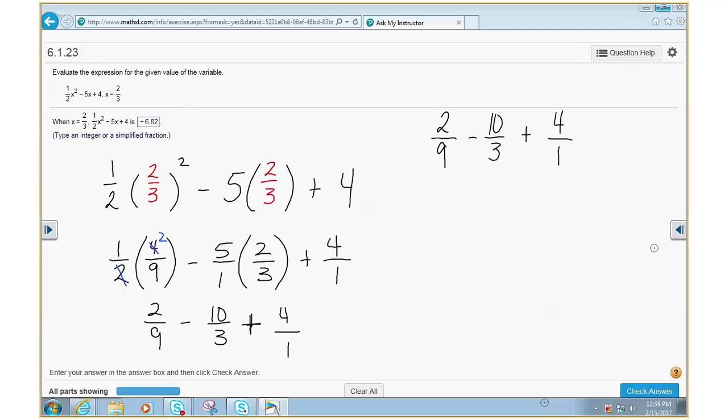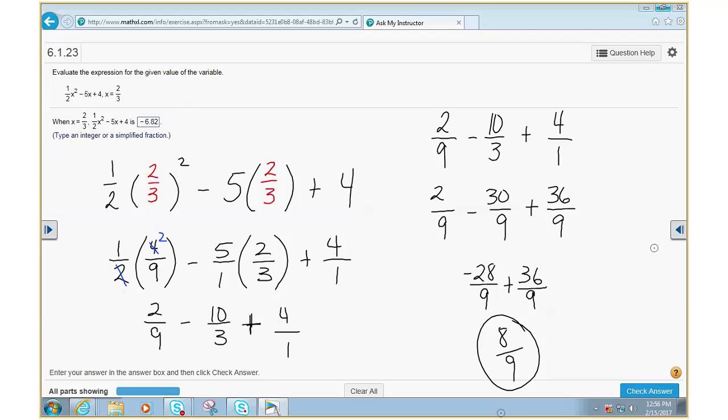Common denominator? 9. 3 will go into 9 3 times. 3 times 10 is 30. 1 will go into 9, 9 times 4 is 36. What's 2 minus 30? And what's negative 28 plus 36? 8/9 is your answer.